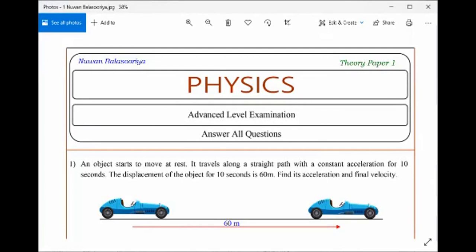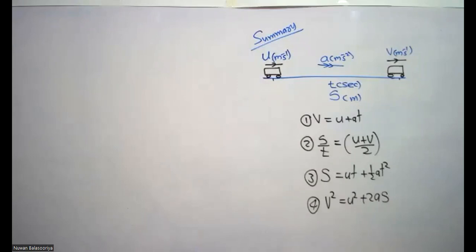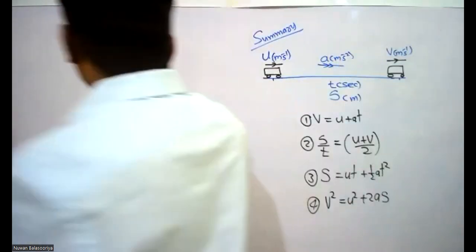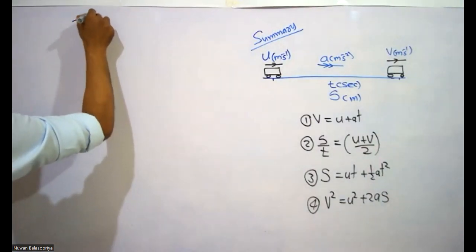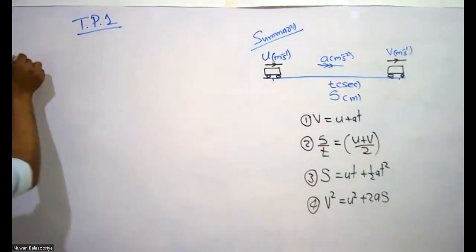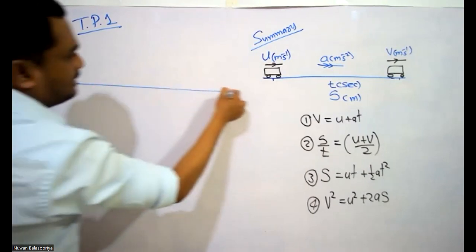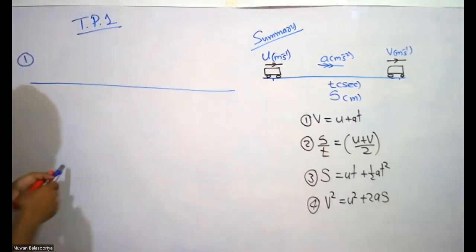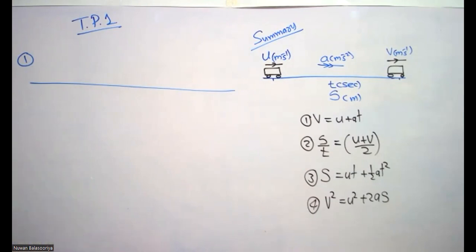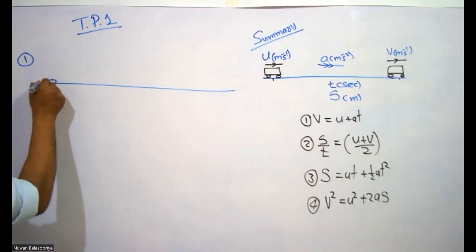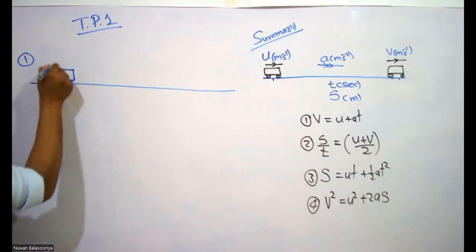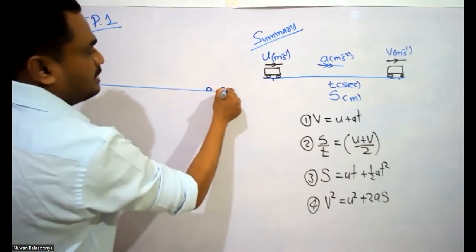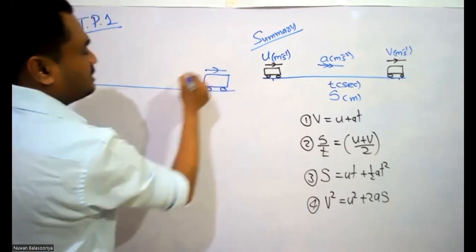Right, so let's try that question here. Please write the heading as Theory Paper 1, TP1, question number 1. It says that there is an object, and you should draw the figure. It travels along a straight road with a constant acceleration.